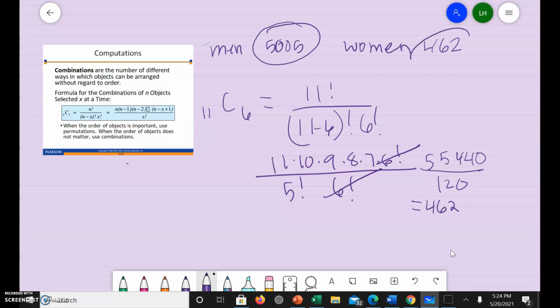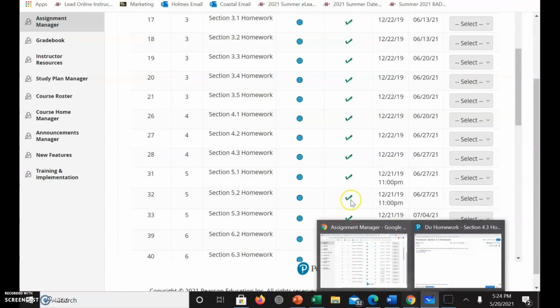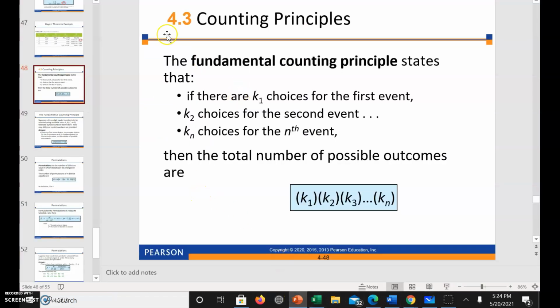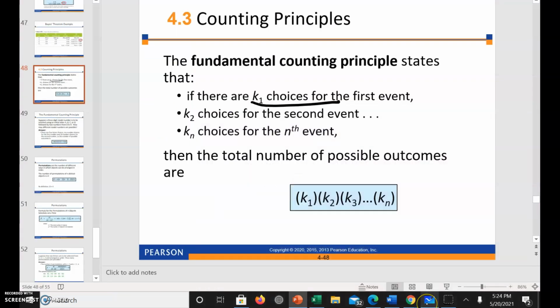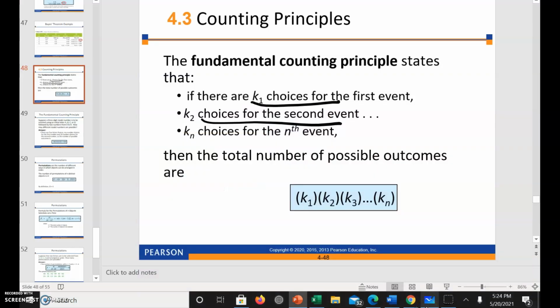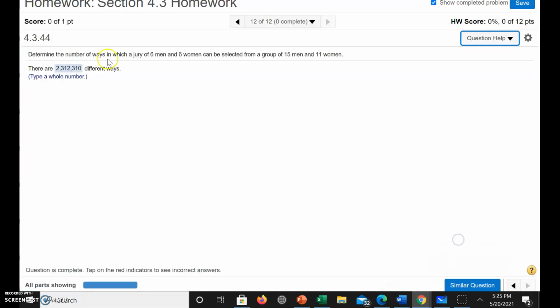So we have one combination here and another combination here, and we want to know the total number of combinations for the whole jury. So what you're going to do is use the fundamental counting principle. So if there are K1 choices for the first event, so that would be the 5,005, and K2 choices for the second event, that would be 462, then the total number of outcomes you would get by multiplying. So if you multiply 5,005 times 462, you're going to get 2,312,310.